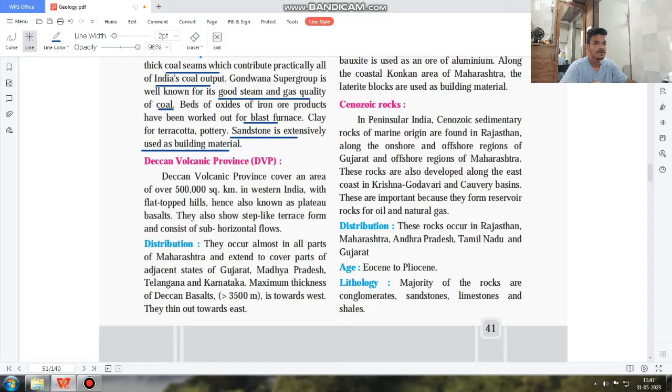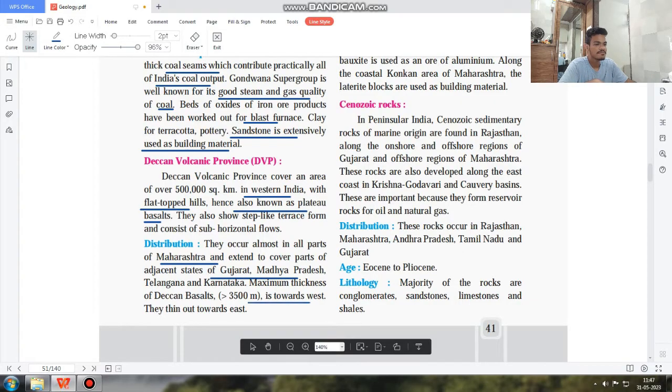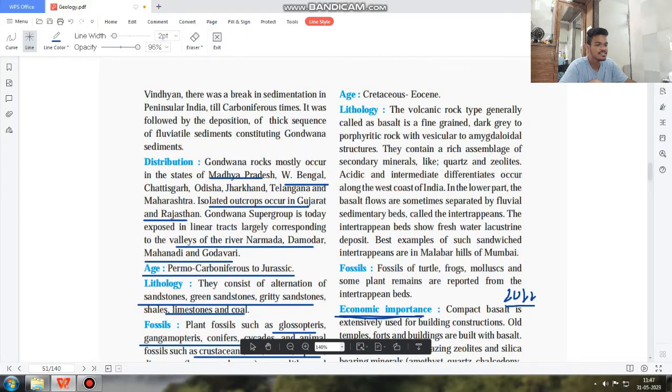Okay, so if you remember what you have to do from here: it is located in Western India, with flat-topped hills, hence called plateau basalts. They occur almost in all parts of Maharashtra, also these states over here, thick towards the west and thin towards the east, mostly towards the west. Age, you have to remember. Lithology, what can you remember? Yes, volcanic rock type is found.